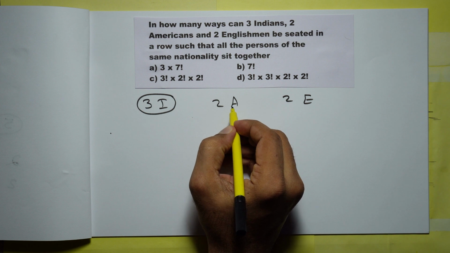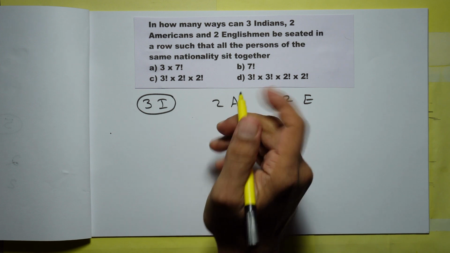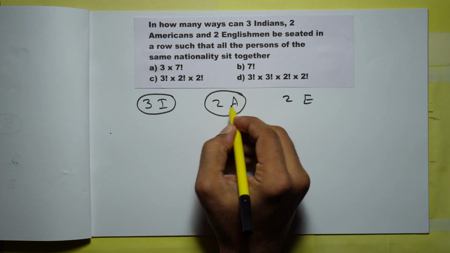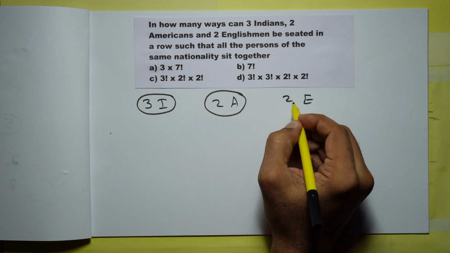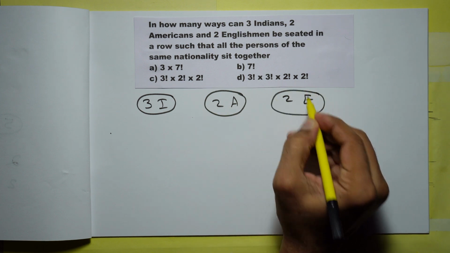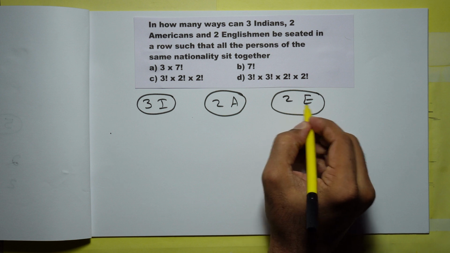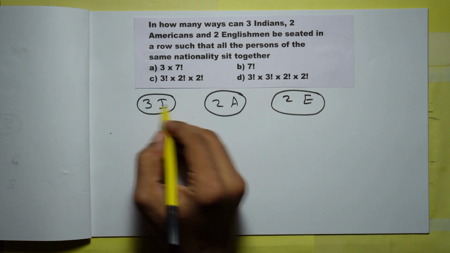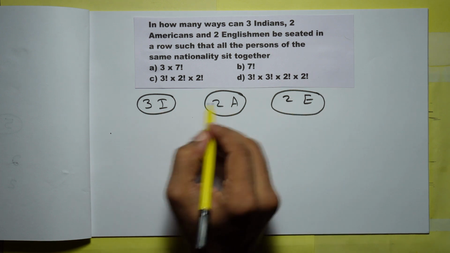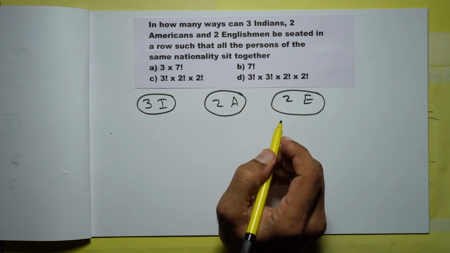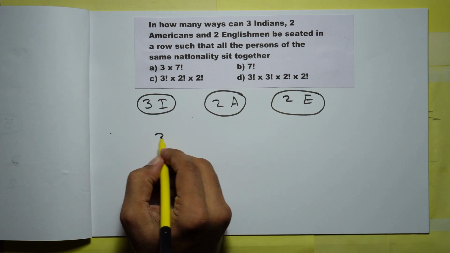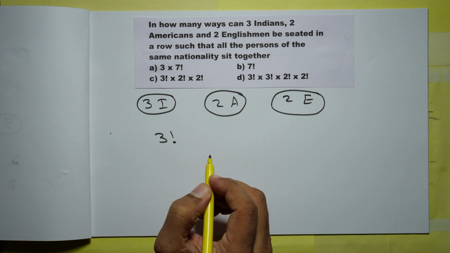2 Americans should be together. They should not be separated. So bring them together, tie them up, treat it as one. The 2 Englishmen should be together, bring them together, tie them up and treat it as one. So now effectively only 3 people. This 1, 1 and 1. So altogether 3 people. 3 people among themselves, they can be interchanged in 3 factorial ways.